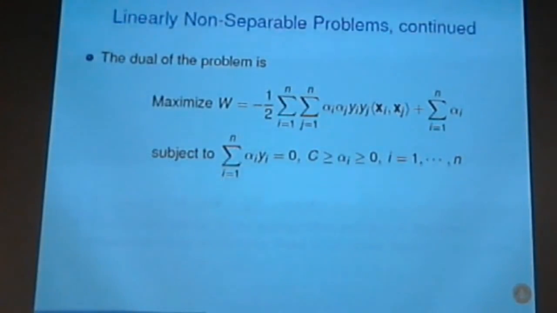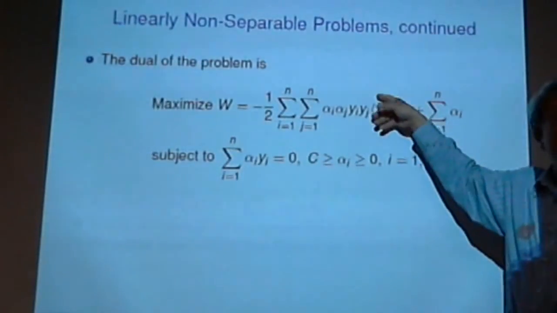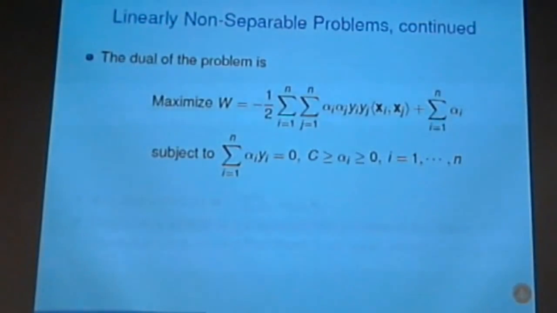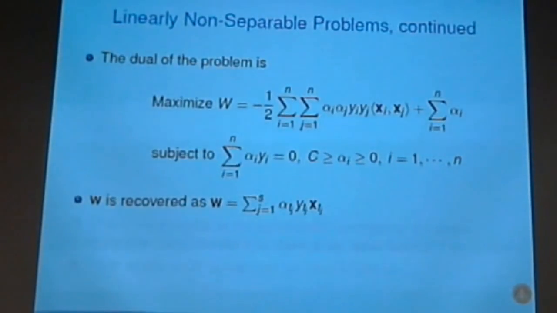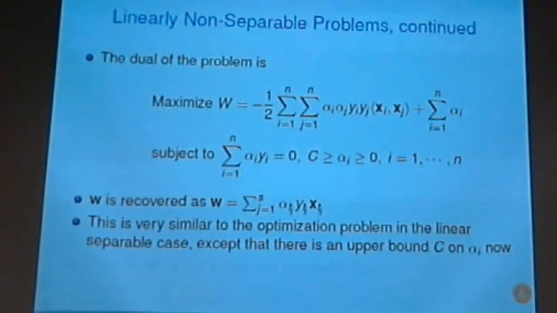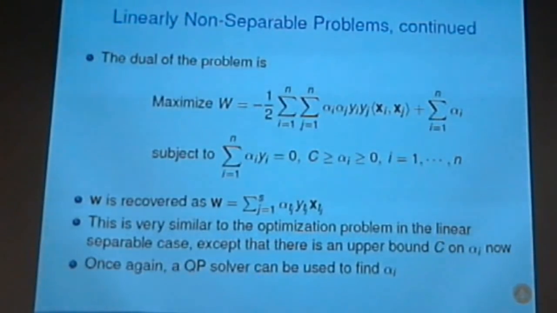The idea of jumping from the linear to the nonlinear case is just to do some kind of nonlinear transformation through the inner product, or the inner product of this nonlinear transformation. That's all we have to do. Actually, we'll see that later. It's similar to the linearly separable case, except that there is an upper bound C on alpha i now. The rest are the same. And you can use a quadratic programming solver to find these quantities.